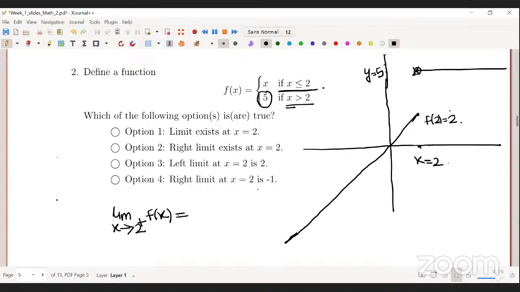So as you can see, this is 2. If you are coming to this point from the right hand side of that point, you want to know how the function behaves. Coming from this side to 2, the value of the function approaches 5, because if x is greater than 2, then it's 5. In all these points the value of the function is 5. So the value of the function approaches 5 if you are coming to x equal to 2 from the right hand side. So the right hand limit is 5.